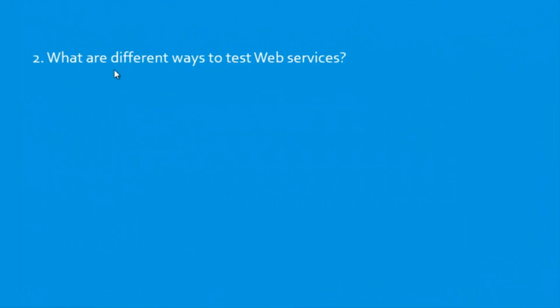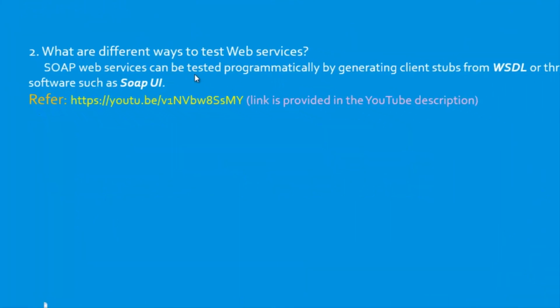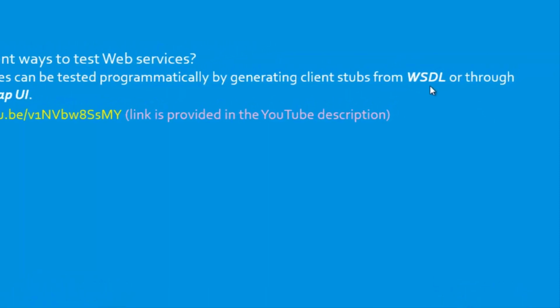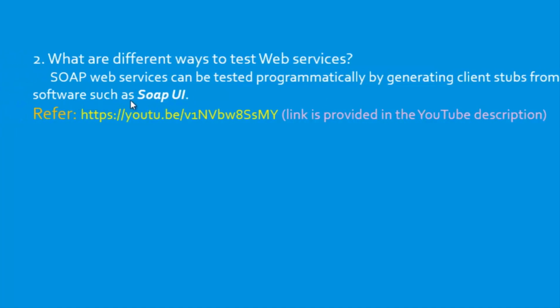Second question, what are different ways to test web services? SOAP web services can be tested programmatically by generating client stubs from WSDL. WSDL means Web Services Description Language, or through software such as the SOAP UI tool. This is a free and pro version tool for testing web services. For testing using the SOAP UI tool, refer to this link. I have described how to test the web service using the SOAP UI tool.